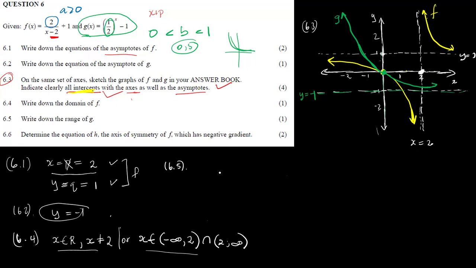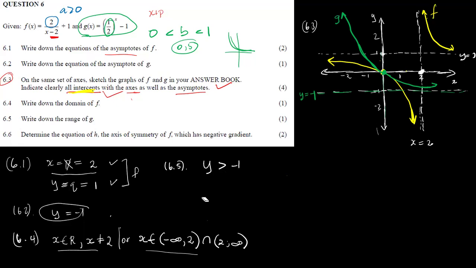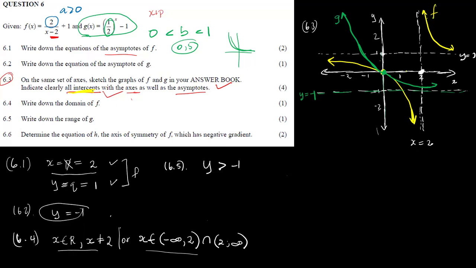You can use whichever is the simplest. You can say y is supposed to be above the asymptote. Our asymptote is -1. y is greater than -1. Do not include -1 because our graph doesn't even touch -1, so we exclude it. That's why we use this inequality sign. I'm sorry about that. So we're going to say y is greater than -1, and this will be the range of the graph of g.